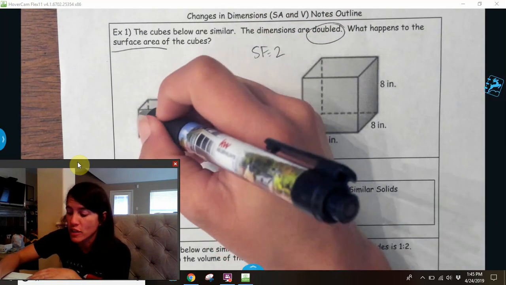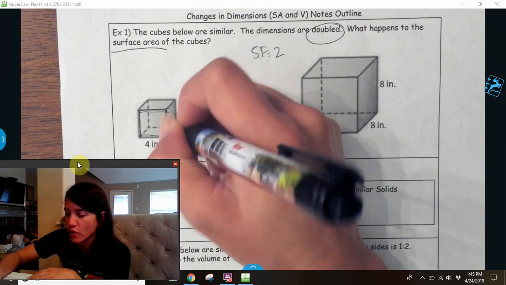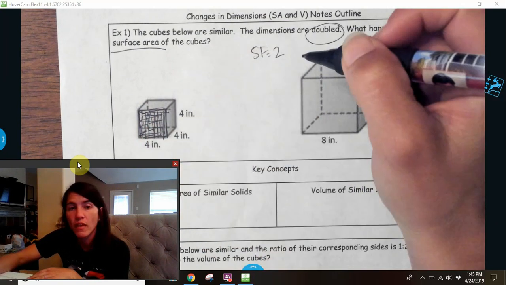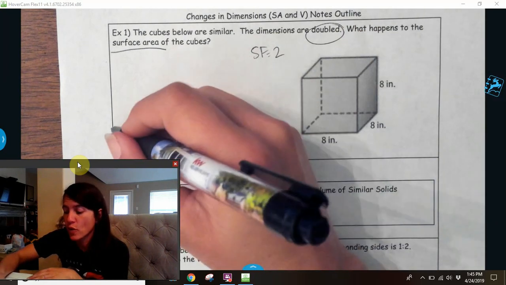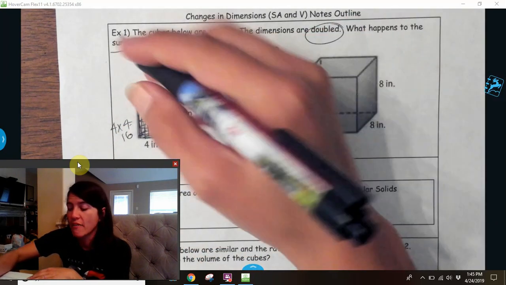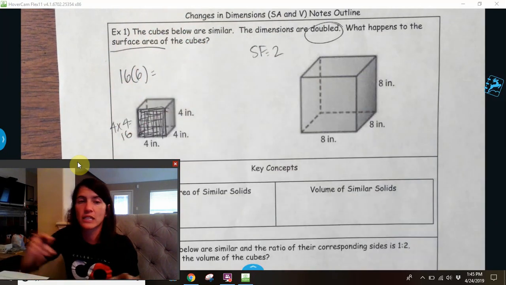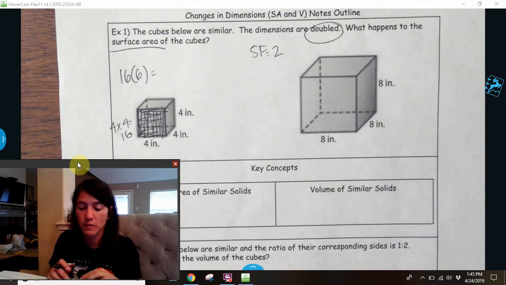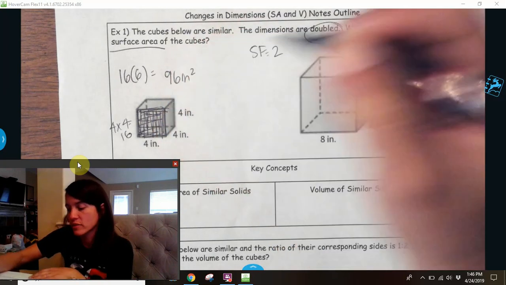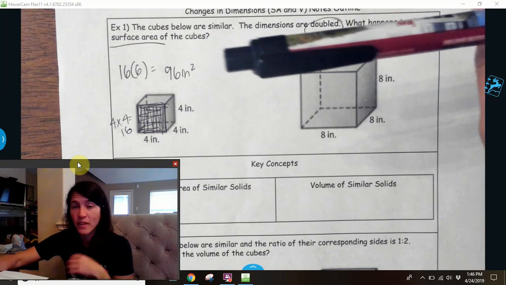So for this one, to find the surface area, we could just find the area of one surface. I'm just going to use this front square. The area of the square is 4 by 4, which is 16. And then there are 6 faces. So 16 times 6 is 96 inches squared. So the surface area is 96 inches squared.